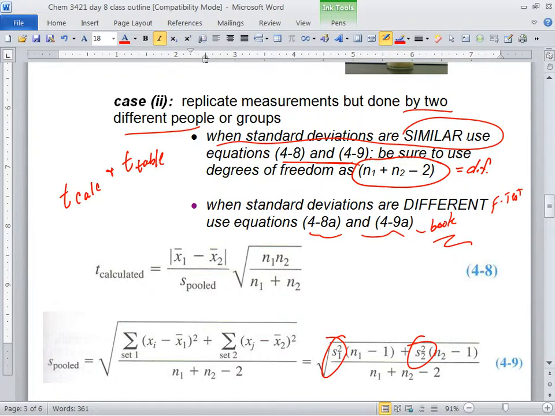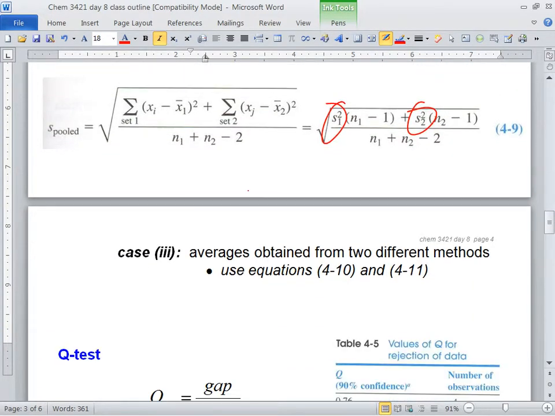So the only time that you're going to be subtracting 2 to get degrees of freedom is when you have this two different people or a group thing going on. Then you got to realize, oh, my degrees of freedom is going to be the total number of measurements, but minus 2 because I have 2 different people, 2 different standard deviations that I have to use in the calculation.